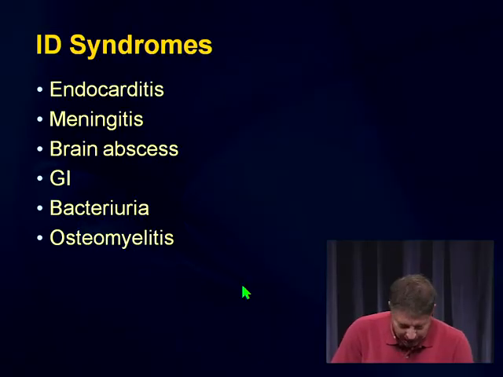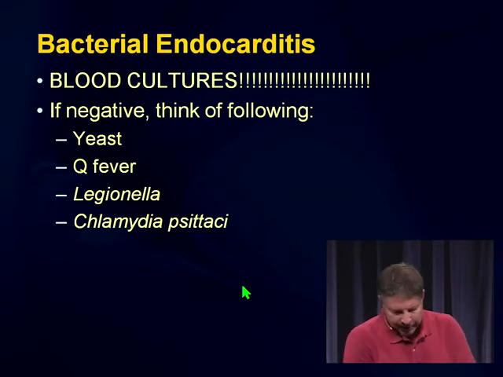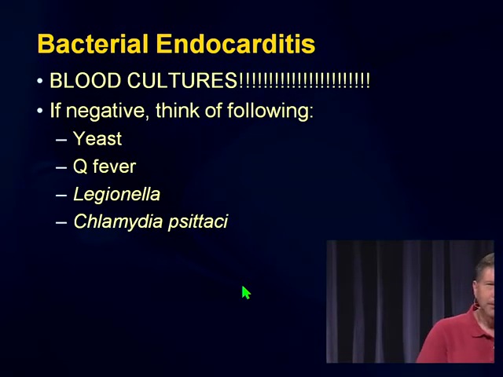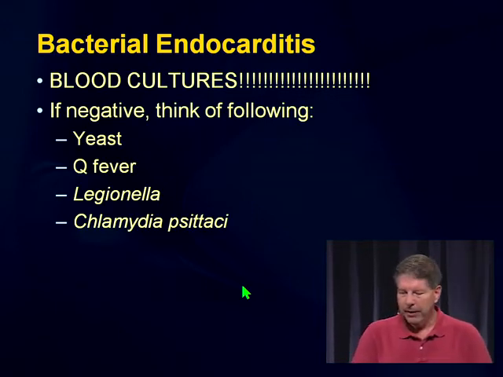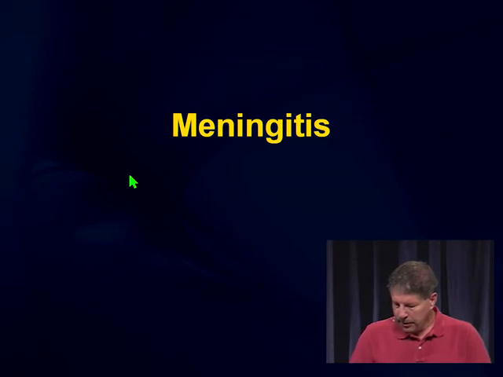Okay, a few syndromes here. Endocarditis. How do we diagnose it? Blood cultures, blood cultures, blood cultures. If it's negative, you think of these things: Q fever, Legionella, chlamydia. They took the HACEK organisms out, Haemophilus, Aggregatibacter, Cardiobacterium, Eikenella, Kingella, because now our blood culture methods can grow those. So if it's culture negative, it's not the HACEK group. It's not Kingella, it's not Eikenella. You can pretty much always grow those in blood cultures now. It's going to be something weird like Q fever.